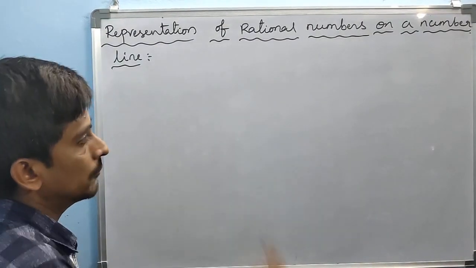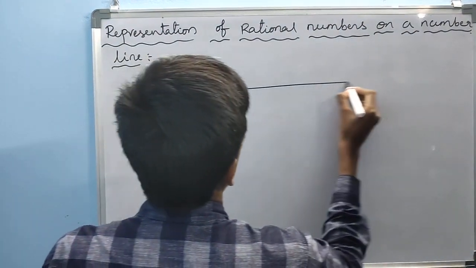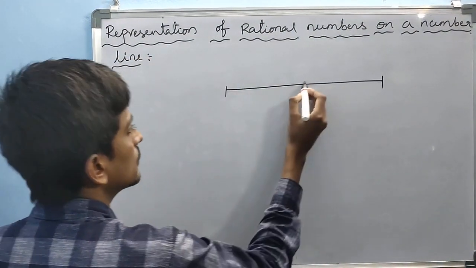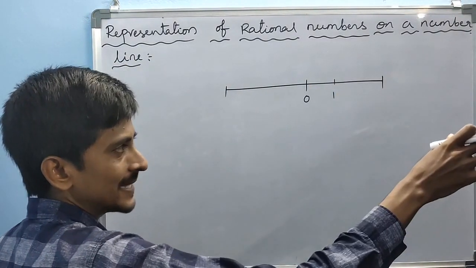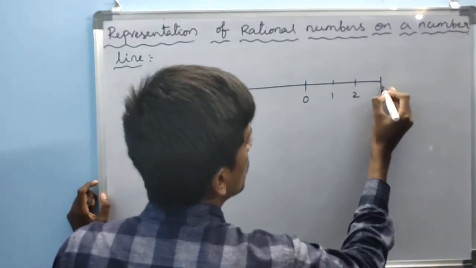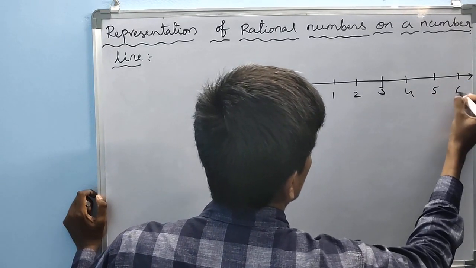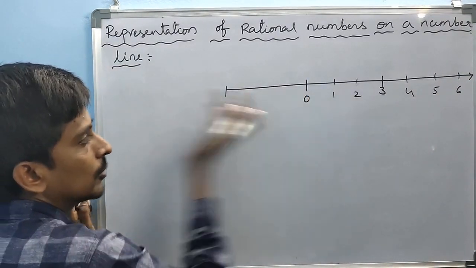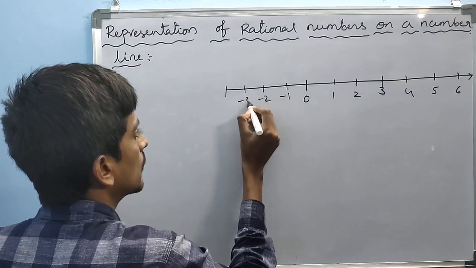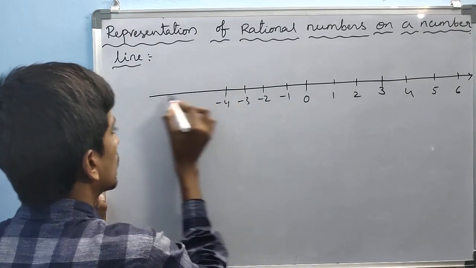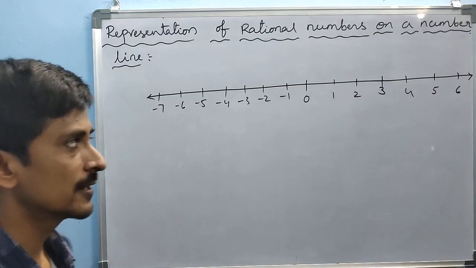Okay, how to find the rational numbers on a number line? Already you know that this is the number line. Zero, towards the right side take positive numbers, and from zero towards the left side negative numbers. Already you know. This is a number line.